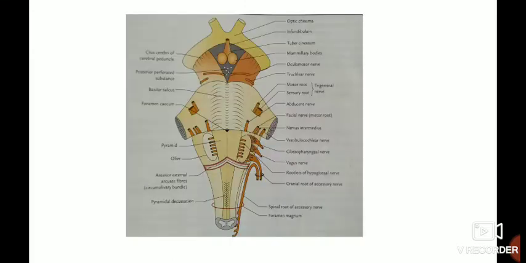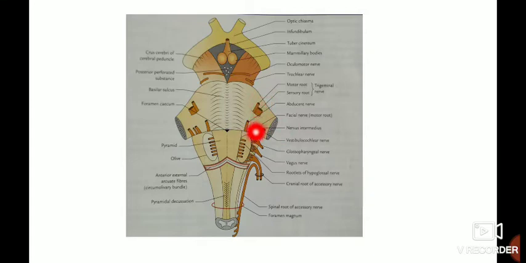Hello students, we will be continuing with the internal structures of the pons. Before we see the internal structure of the pons, let us recap the external features of the pons. On the ventral surface, the pons is convex in both directions, and we have a basilar sulcus, and the pons continues laterally as the middle cerebellar peduncle.